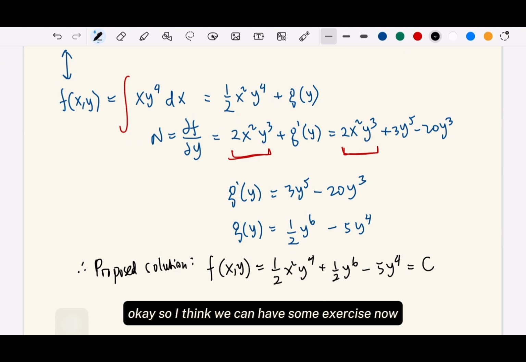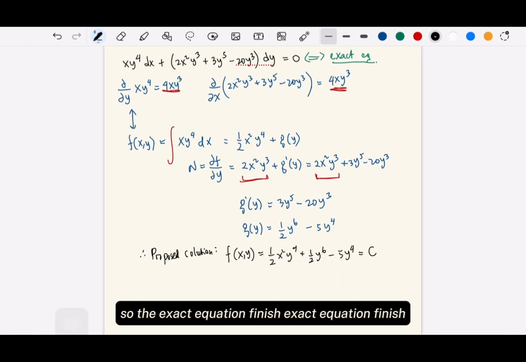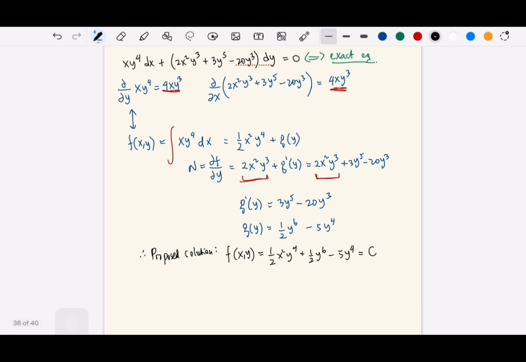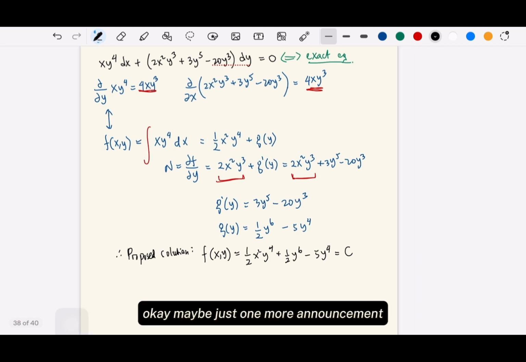Okay, so I think we can have some exercise now. So the exact equation is finished. Okay, exact equation finished.